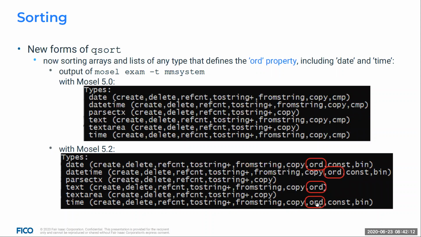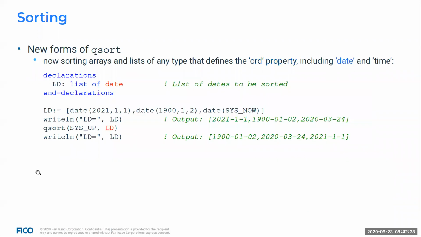So actually now I have an ordering property defined for these date and time types. These date and time types can also be made constant, which is not possible for text. I mean, text by definition needs to be dynamic. And that's another feature, but I'm not going into detail about this one. So here we are concerned with any types that have the ordering property. These can now be used in QSort. So in particular, a list of dates can be sorted in this up or this down, so increasing or decreasing order.